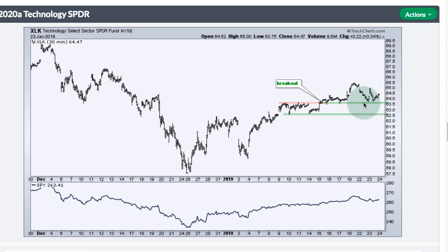And then get a little detail on that 30-minute chart. You can see there's the breakout zone. So the breakout zone is holding in XLK. That's the first level to watch. And then there are the 2 lows where we got demand in mid-January and we got the bounce. And if we break below 62.5, that's going to negate that and reverse the uptrend.